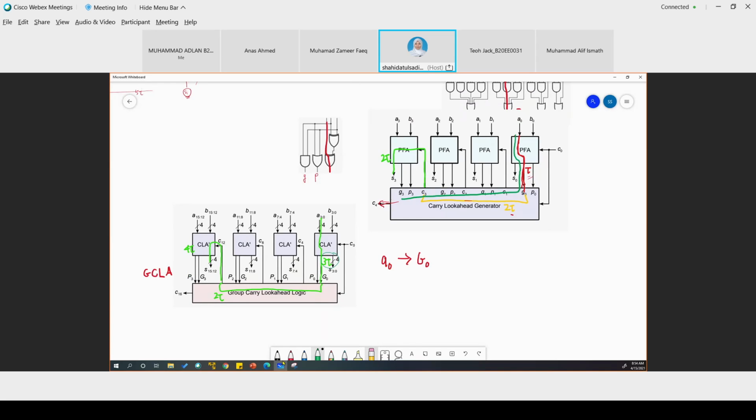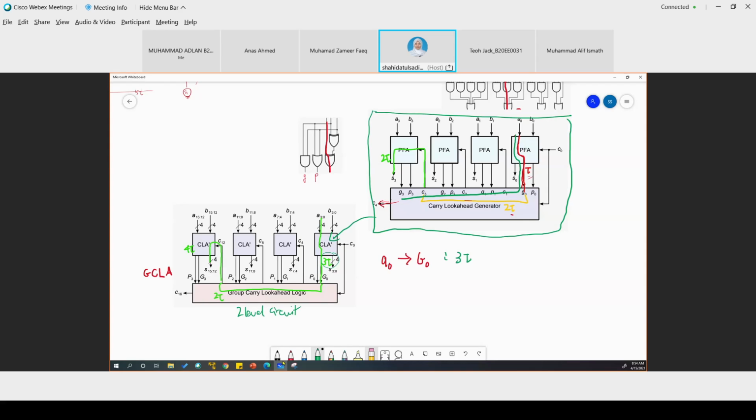So this is your G0, because this is a block. This is what it looks inside. From A0 to G0 is 3 tau, because you run from A0 and then to the carry look ahead generator here. So it's 3 tau, right? And then this one, you already understand. Why is it 2 tau? Because we have the 2 level. Okay. And then why is this 4 tau?